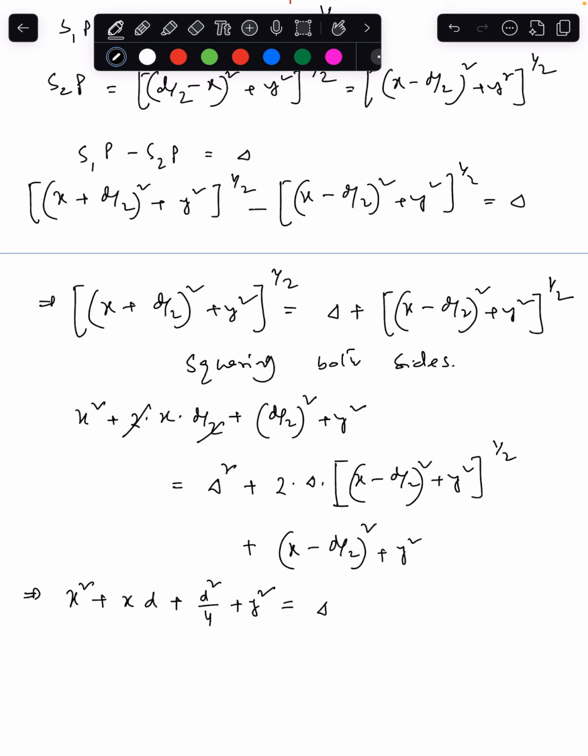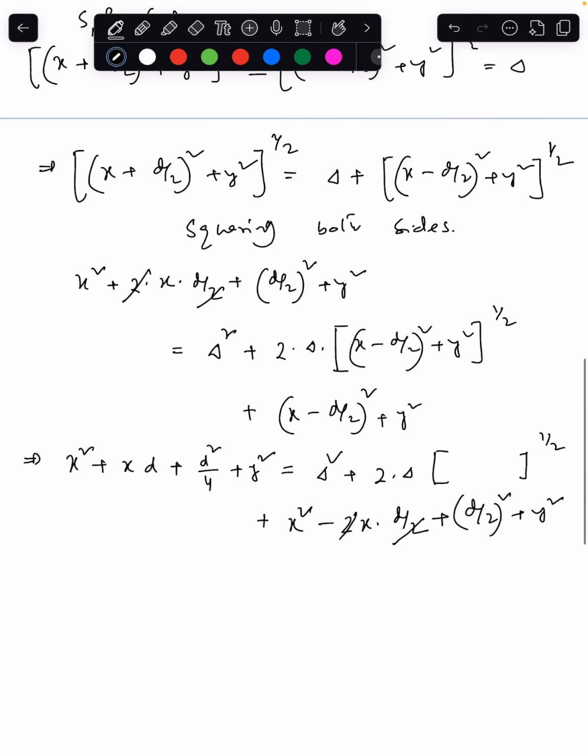is equal to delta square plus 2 delta into this term to the power half, I am skipping it now, plus, squaring, x square minus 2x into d by 2 cancels, plus (d by 2) whole square plus y square. Let's see what terms are getting cancelled. X square cancelled from both the sides. D square by 4 cancelled. Y square is also cancelled. Here is minus xd, here is plus xd.